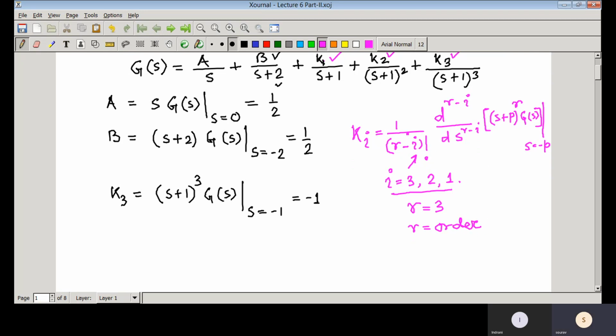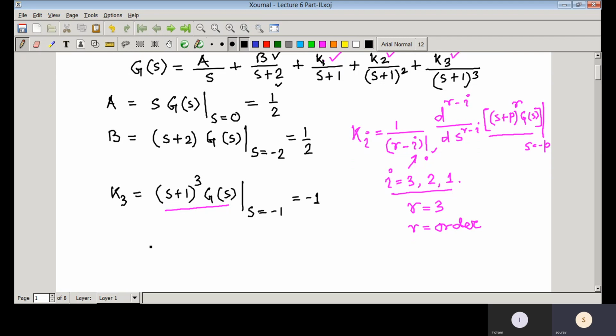Then that would be factorial 0, which is 1. And here also 3 minus 3, that is 0. So basically you have only the expression (s plus P) whole to the power 3 G(s). Here you can see that P equal to 1. So with this expression you finally get -1.